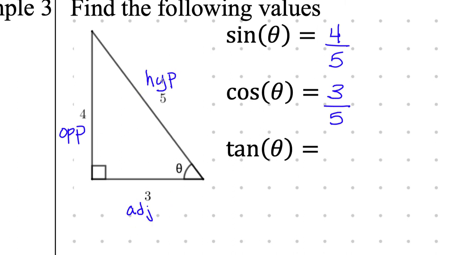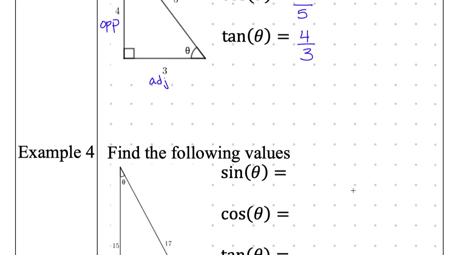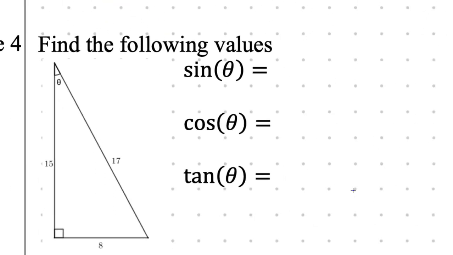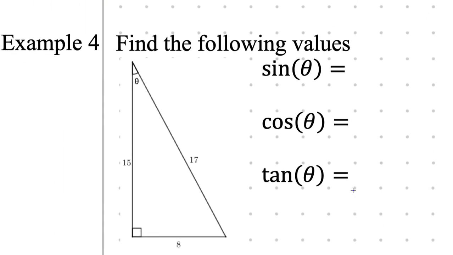And finally, tangent of theta is what, Brian? 4 over 3. There it is. Thank you, Brian. That's how fast they go for the homework as well. You just have to make sure you're labeling your opposite and adjacent correctly. Let's try one more where the angle is now moved. The angle is not in the bottom right anymore. It's in the top.